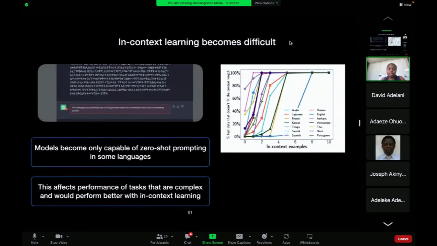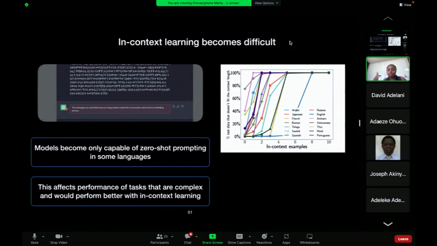So it means that models become only capable of zero-shot prompting in some languages. And even for tasks where you have long documents, it's very possible that you cannot even fit your full text, your full inputs, into the model.